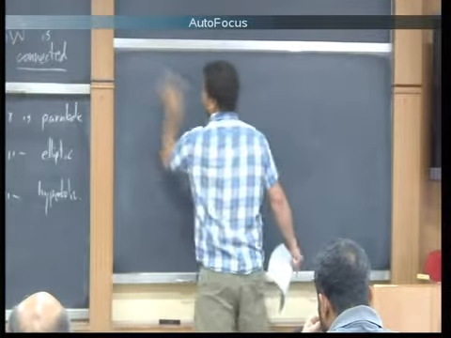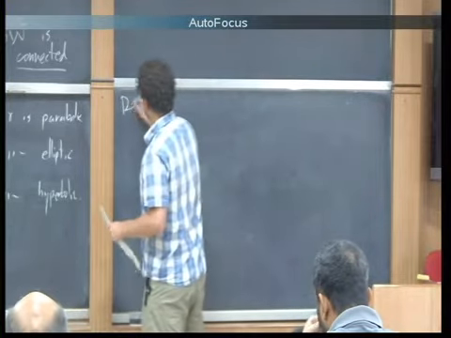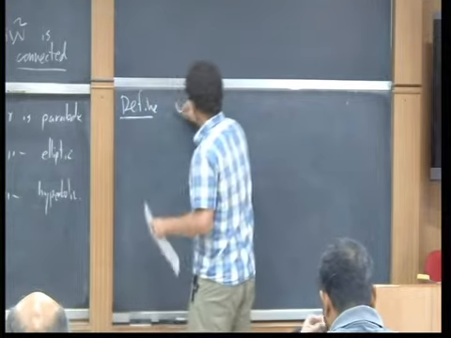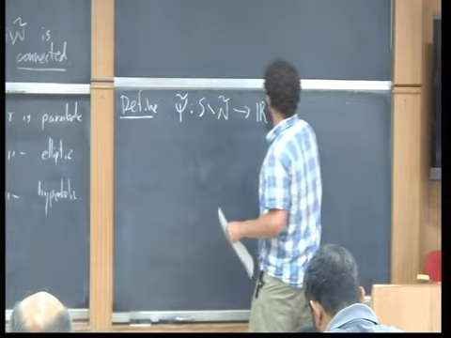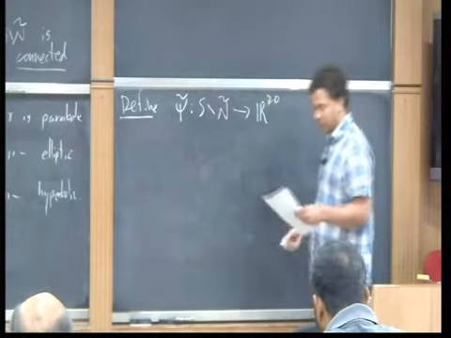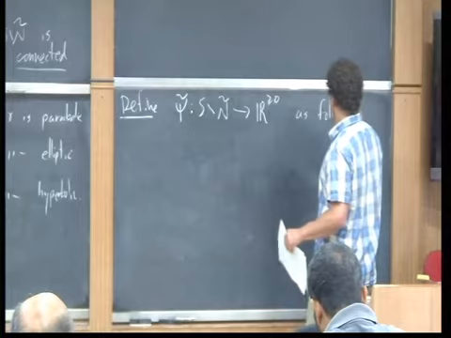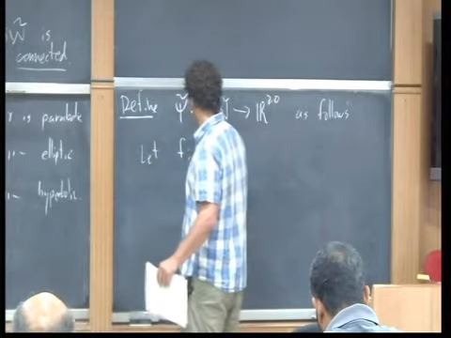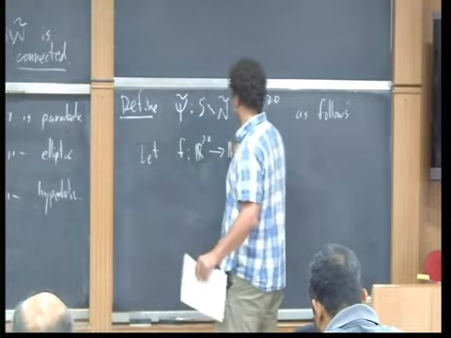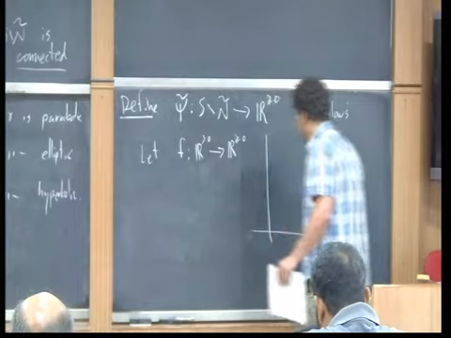And this is why I say that this theorem is much simpler than the theorem about homotopy, because we can use only one function. So define a function psi tilde from S minus N tilde to R plus. It will be a smooth function as follows. So first, let f from R plus to R, bigger or equal to 0, be the following function. I just draw its graph.